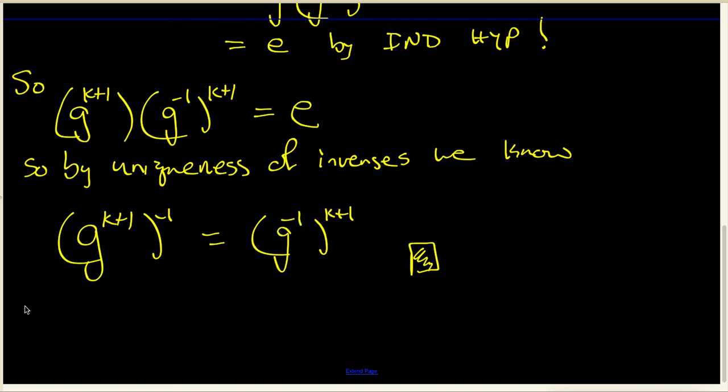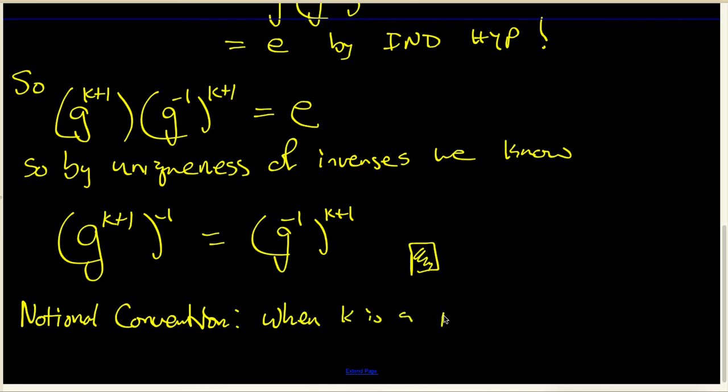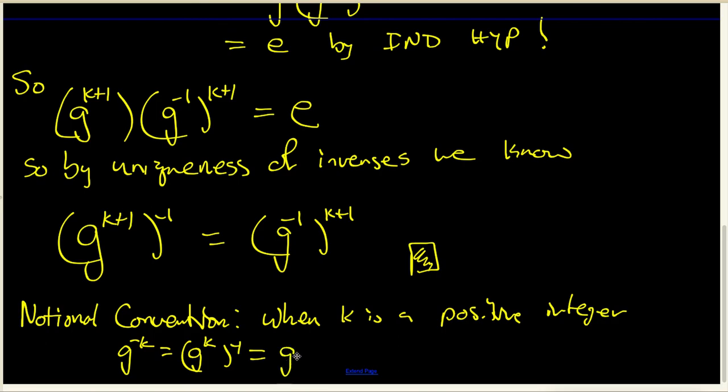And it's important to understand that this lemma gives us the following notational convention. When k is a positive integer, g to the minus k means g to the k's inverse, but it can also be interpreted as g inverse raised to the k.